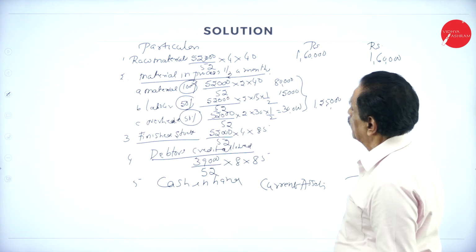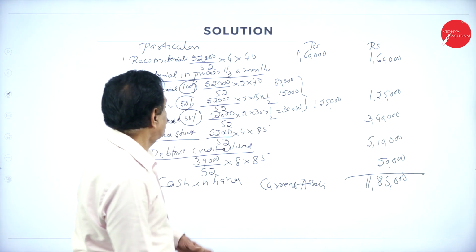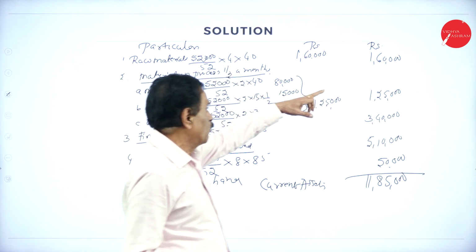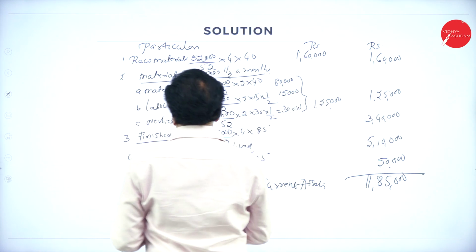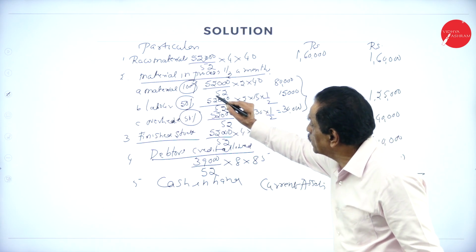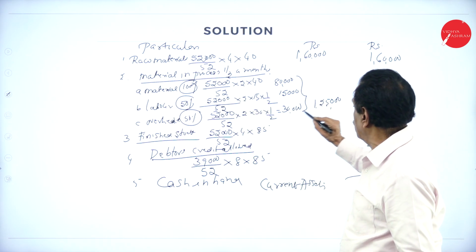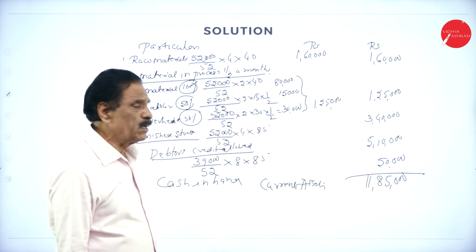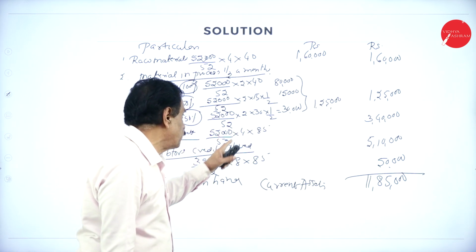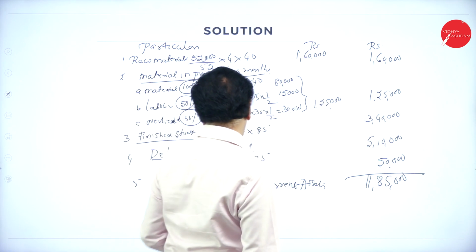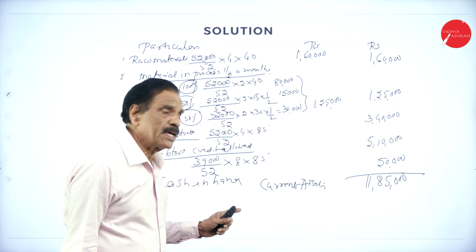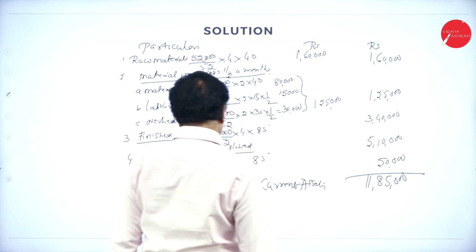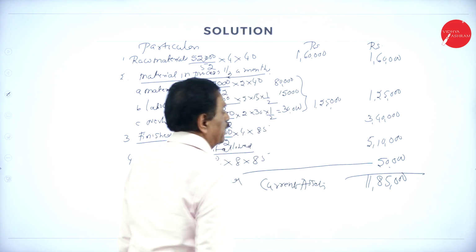I will explain. Raw materials for 4 months: 52,000 divided by 52 into 4, it is 1,60,000. Material in process, we have to take 100% of material and 50% conversion, it will work out to 1,25,000. Finished stock is for 1 month at the cost price: 52,000 divided by 4 into 85 is 3,40,000. Debtors at credit sale: 39,000 divided by 52 into 8 into 85 is 5,10,000. Your cash in hand is 50,000.